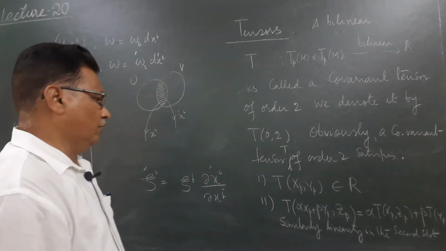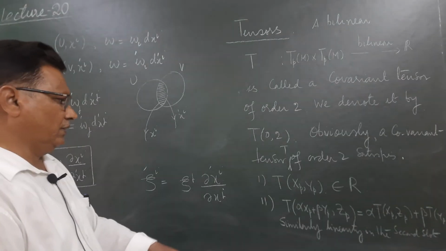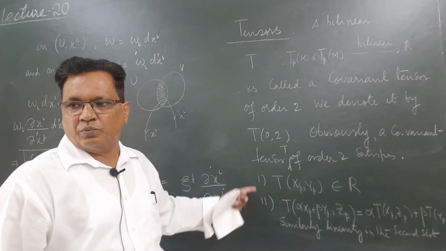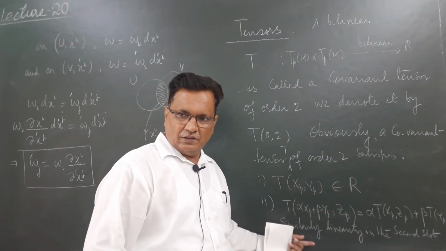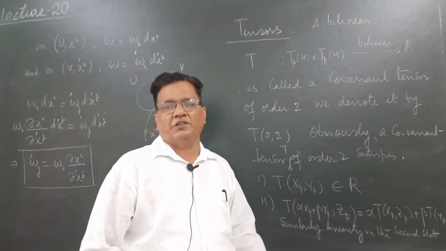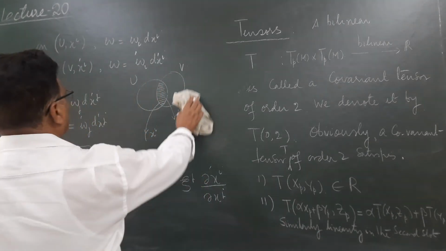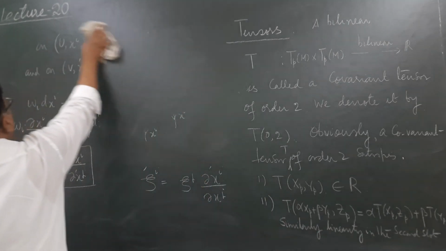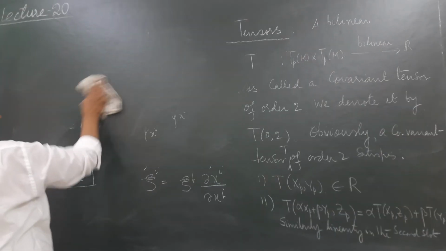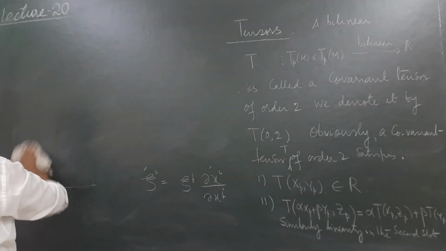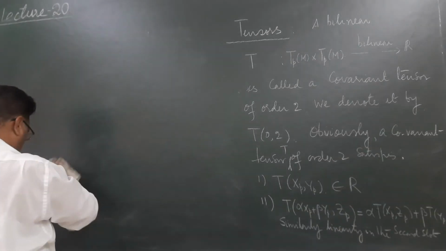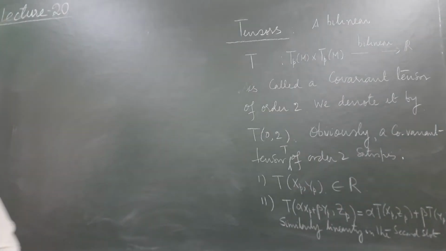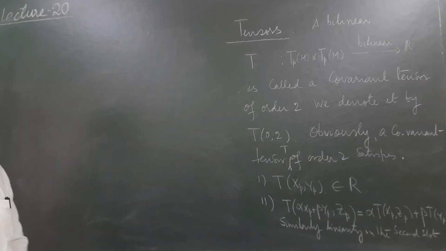So a covariant tensor of order 2 will definitely satisfy these two properties. That is why it is called bilinear, because it is linear in both the slots. So that is why we call it a bilinear map. Now the next is the sum of two vectors and then product.